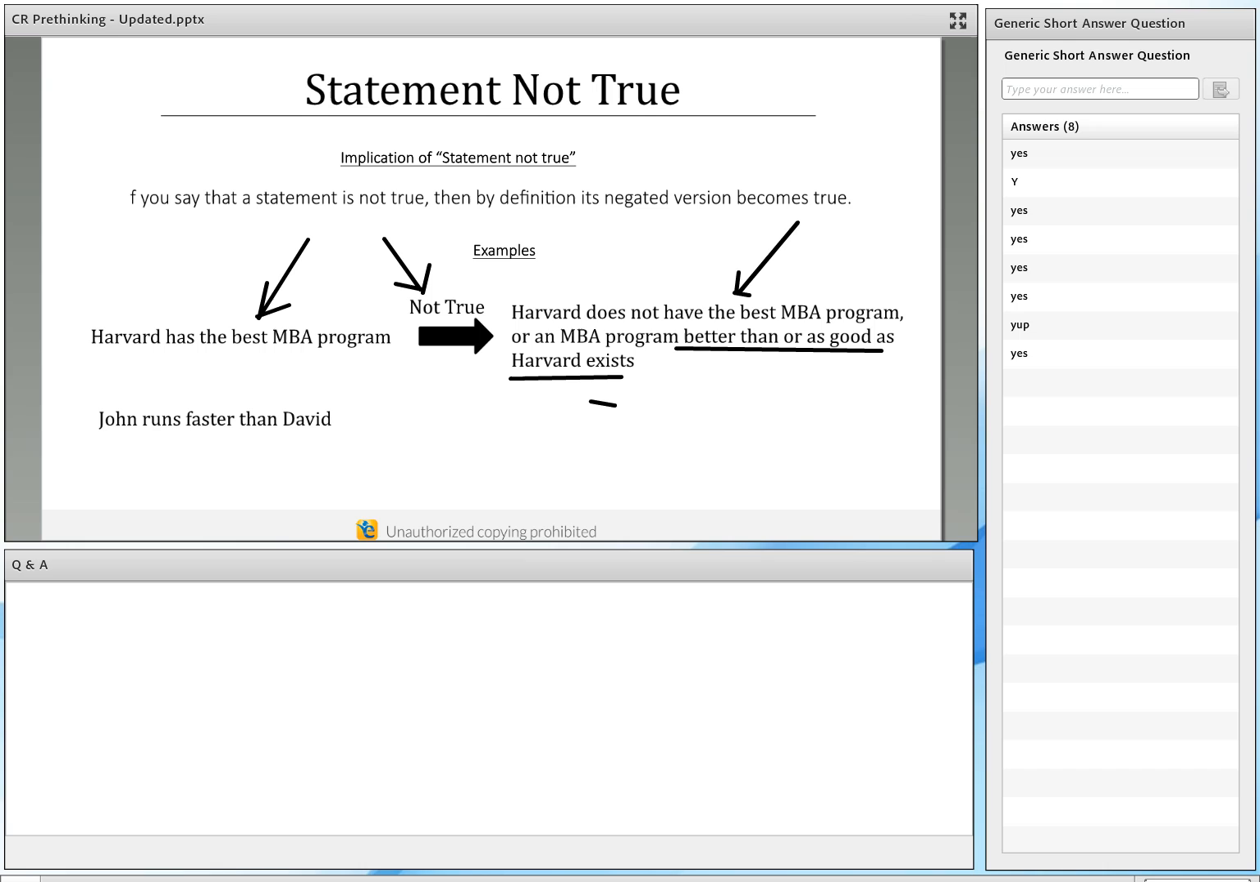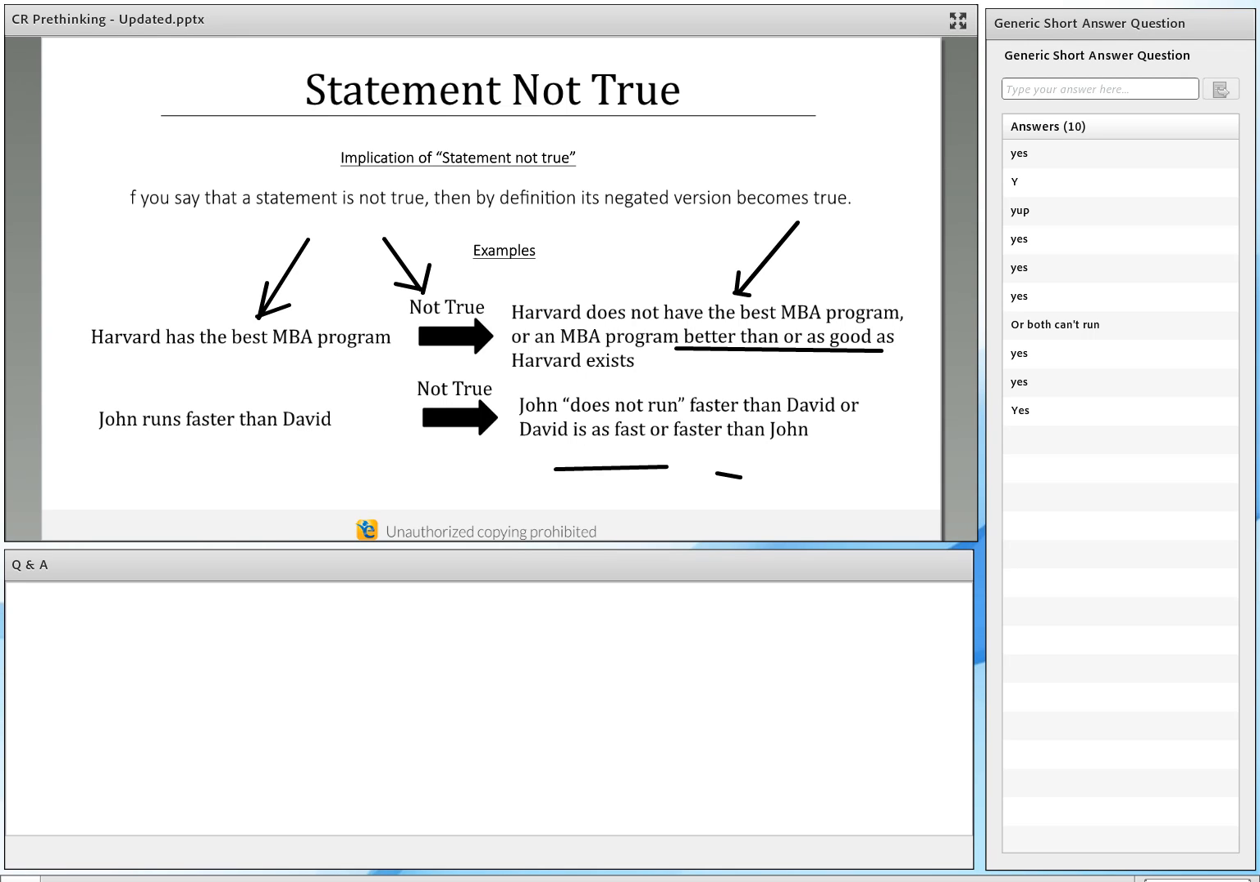Let's take another statement. John runs faster than David. If you say that statement is not true, then by definition, what you're saying is that David is as fast or faster than John. Just by saying that's not true, you're also implying that. Ankur is asking, what's the inference? That's the inference, Ankur. Well, no, you can't say both can't run, because the statement over here says John runs faster than David. So there's an inference over here that John runs.